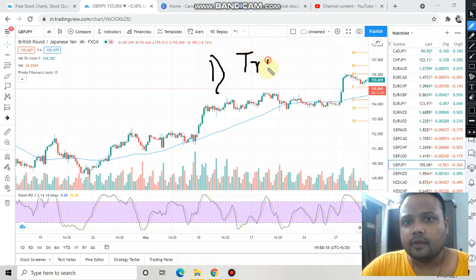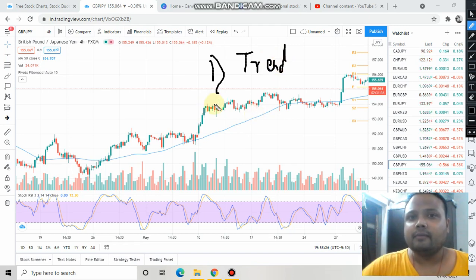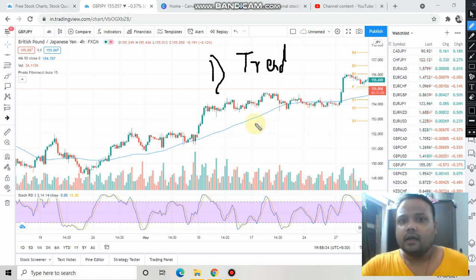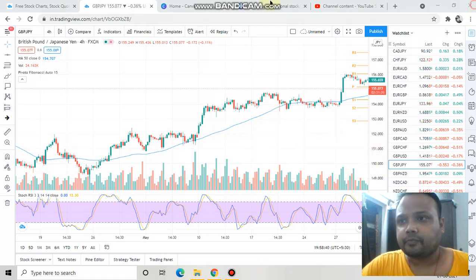If you are a beginner, then you should never go against the trend. Always follow the trend. Following the trend means if a market is in uptrend, then you should only look for buying opportunities, and if a market is in downtrend, then you should only look for shorting opportunities. And this market is in uptrend, therefore we will only look for buying opportunity.